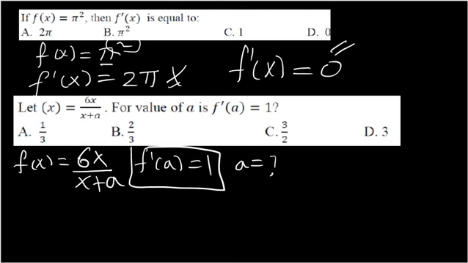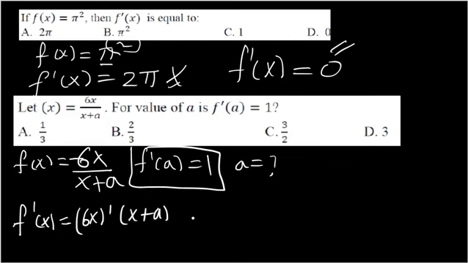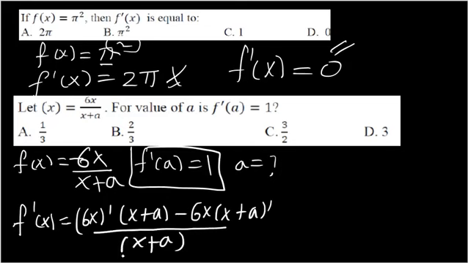We need to apply the quotient rule here. There are two functions, numerator and denominator. So f derivative of x will be, according to the quotient rule, 6x derivative times x plus a, minus 6x times x plus a derivative, the whole over the denominator, x plus a, the whole square. So when you do this, let's underline here.